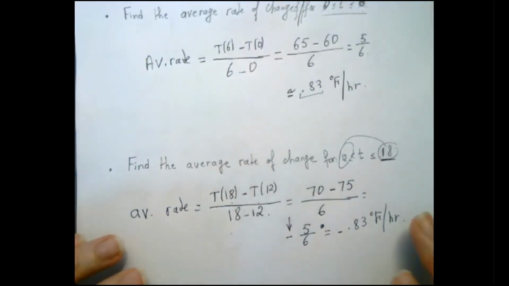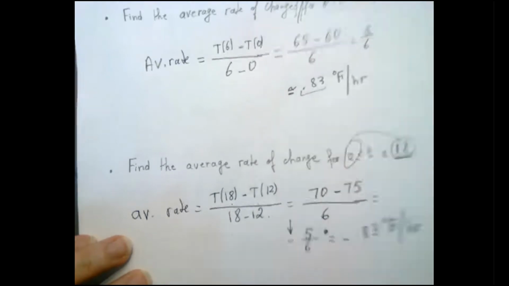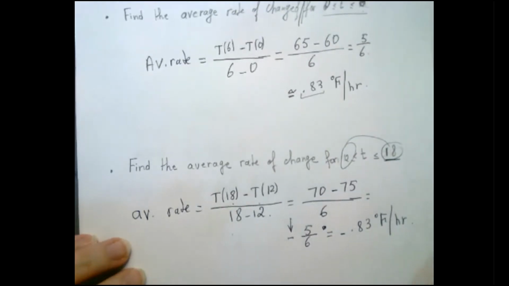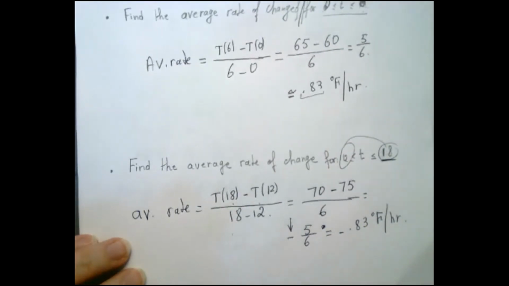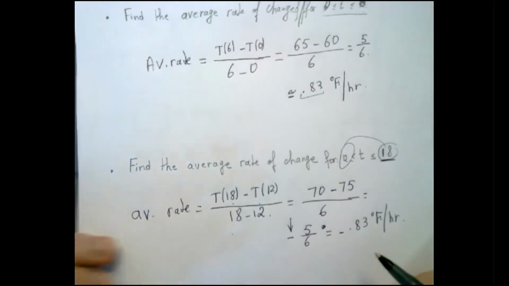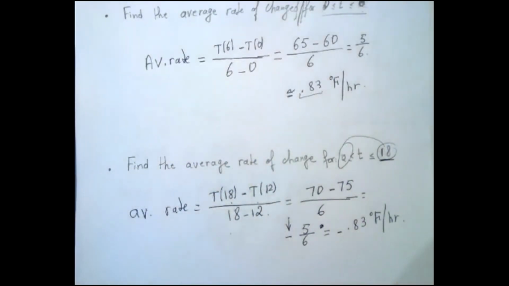Okay, now we're gonna take one last problem, and this is purely symbolic. It doesn't have any meaning attached to it. In other words, the input and output don't have physical meaning. If they have physical meaning, the average rate usually tells us how fast the output is changing per unit of input. Actually, let me write it down.